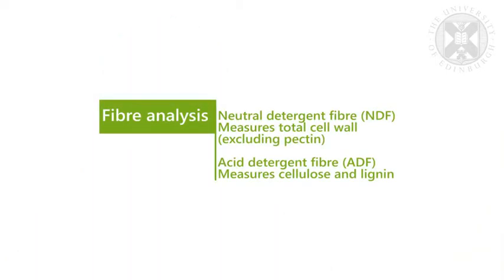We can measure the amount of fibre that's present in a feedstuff, and we can begin by looking at the neutral detergent fibre content, abbreviated as NDF. This measures the total cell wall component of the plant, which gives us an indication of the total amount of fibre that's present in the plant. But we can also drill it down a little bit, and we can measure the acid detergent fibre content, abbreviated as ADF, and that measures specifically the cellulose and the lignin that's present in the plant.